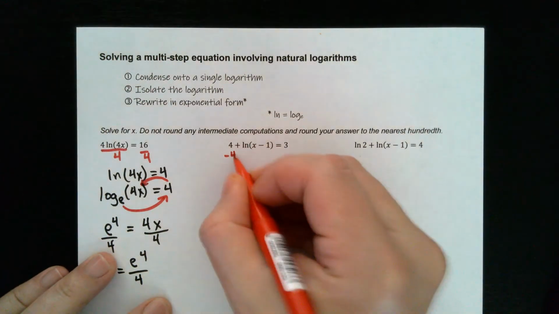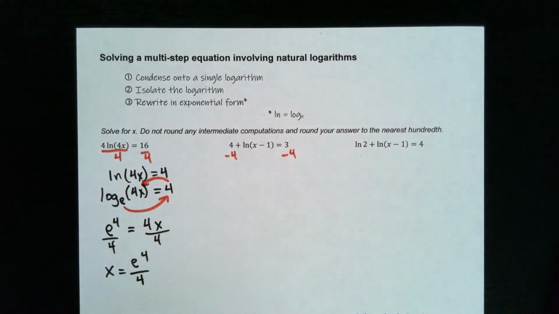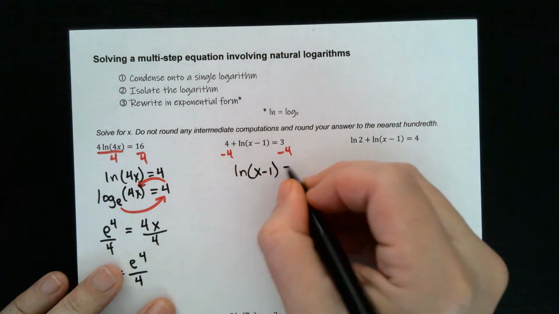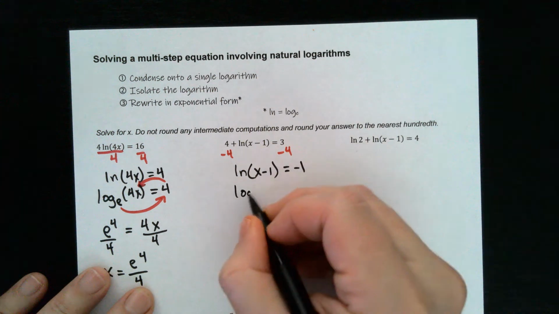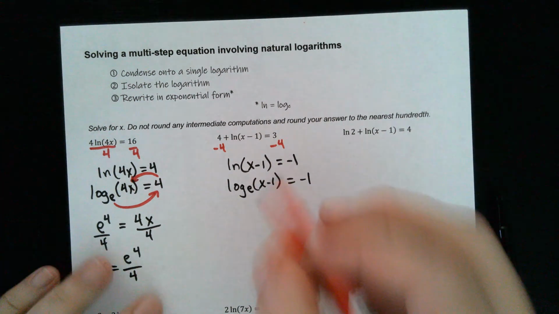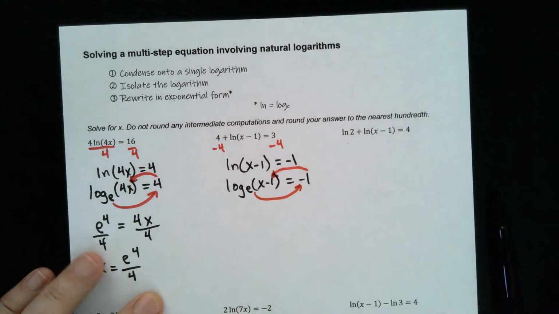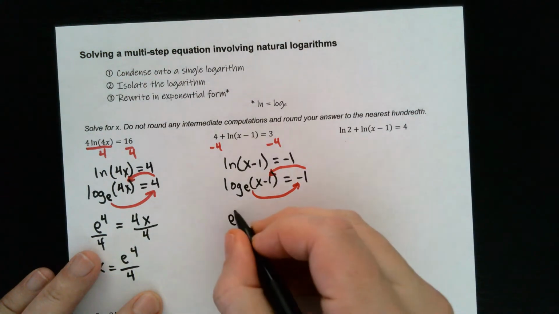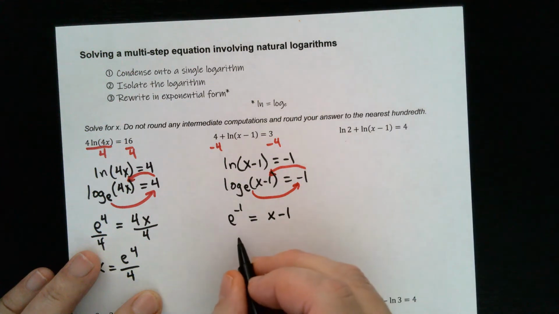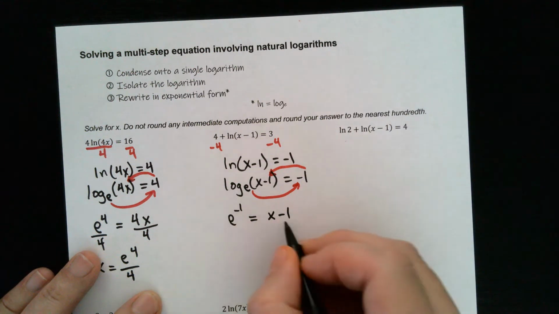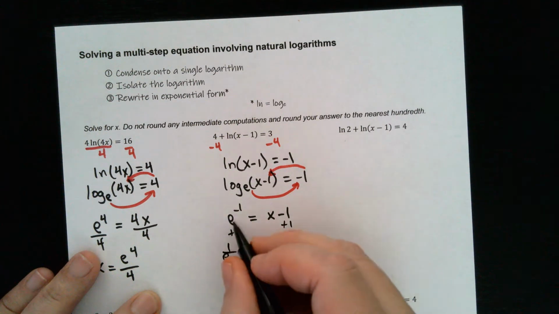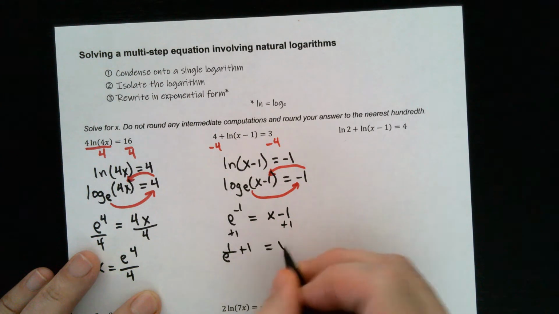We want to subtract the 4 from both sides. We're trying to isolate the ln there. So that will give us ln of x minus 1 is equal to -1. Change that into log base e of x minus 1 equals -1. And then do the circle. So that would give us e to the -1, which is 1 over e. We'll write that in the next step, equals x minus 1. Okay, so we add the 1, so it would be plus 1. It would be 1 over e. That's what this is, e to the -1, plus 1 is equal to x.